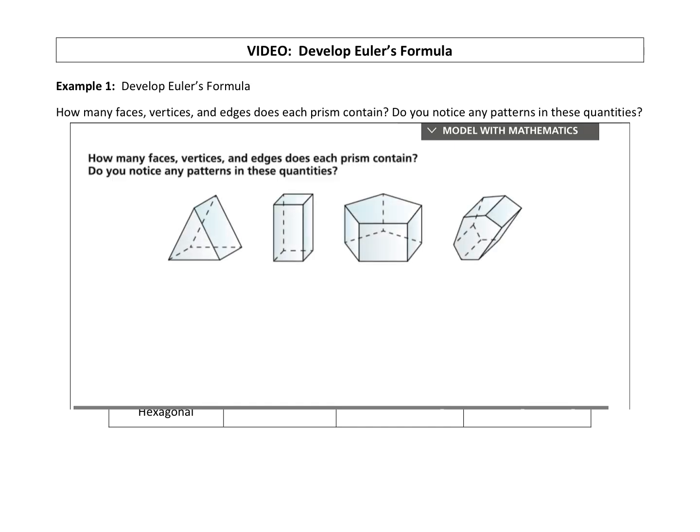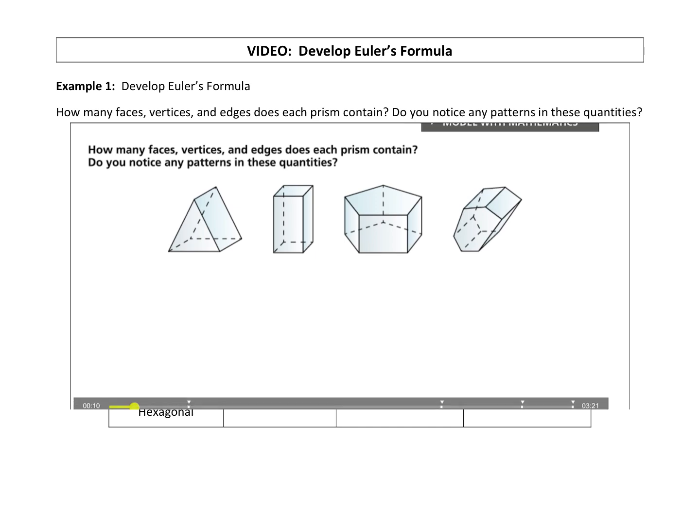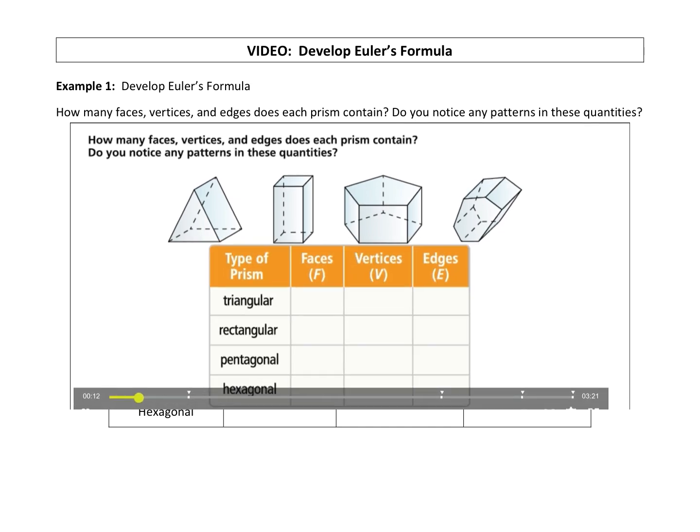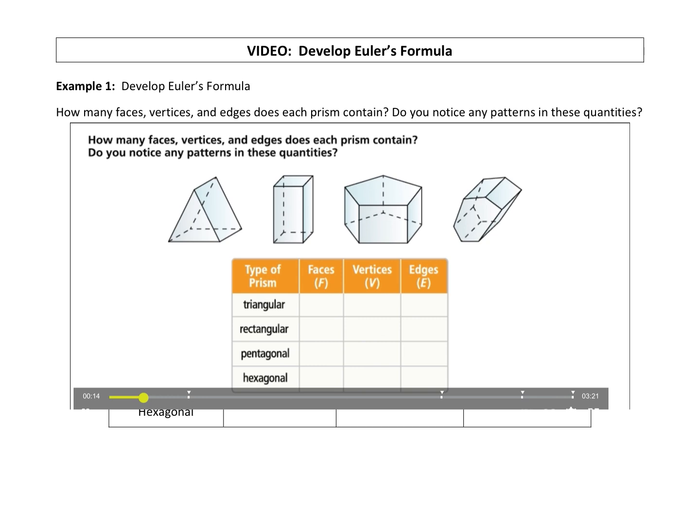How many faces, vertices, and edges does each prism contain? Do you notice any patterns in these quantities? To help us answer these questions, we will complete a table of the number of faces, vertices, and edges for each prism. Remember, a face is a single surface, a vertex is a corner point, and an edge is a line segment that connects two vertices. Based off the data found, we will now look for patterns and relationships amongst these prisms.